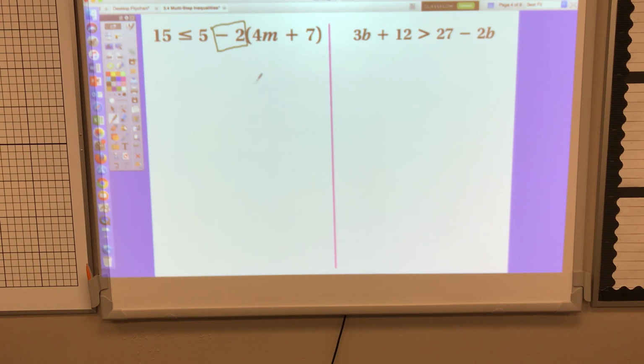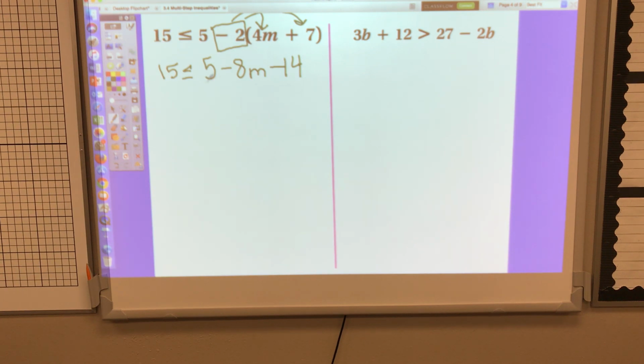I'm going to distribute what's right outside those parentheses, which is negative 2. So I'm going to share that to both parts of my parentheses. And I have 15 is less than or equal to 5, and then negative 2 times 4m is negative 8m. Negative 2 times 7 is negative 14. So I distributed to get rid of my parentheses.